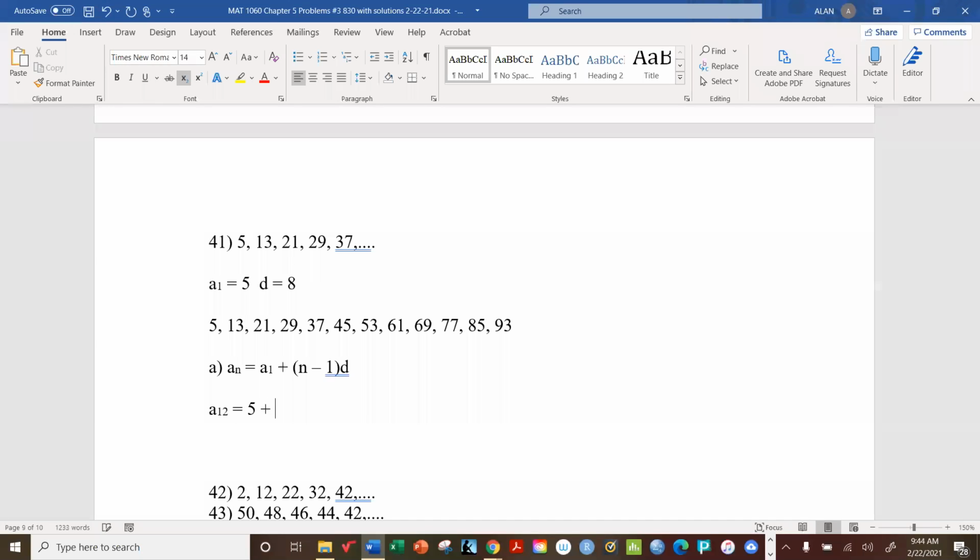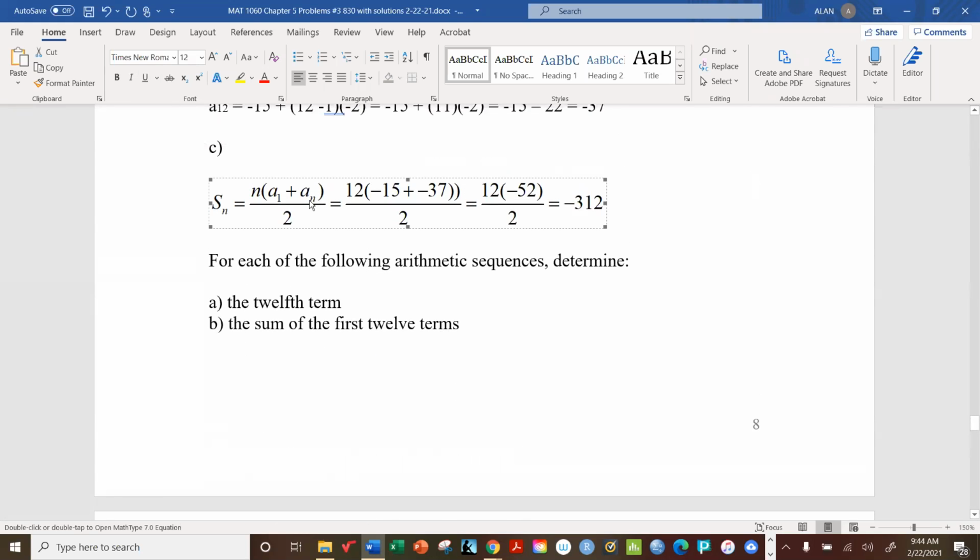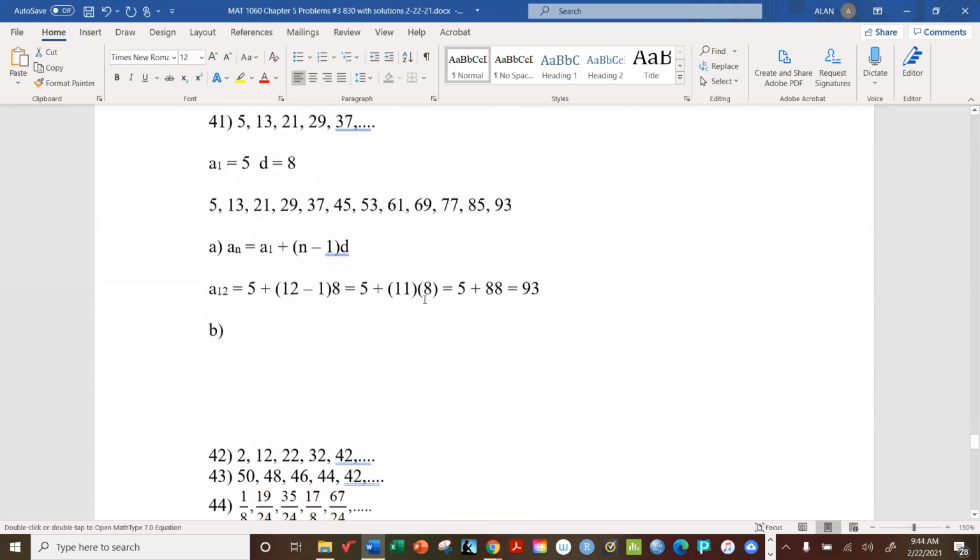So you have 5 plus 12 minus 1 times 8. 5 plus 11 times, that's right, 5 plus 88. Yes, perfect. 93. Now, what's part B then? I recognize this. It's the sum of the first 12 terms. Let's grab this thing.